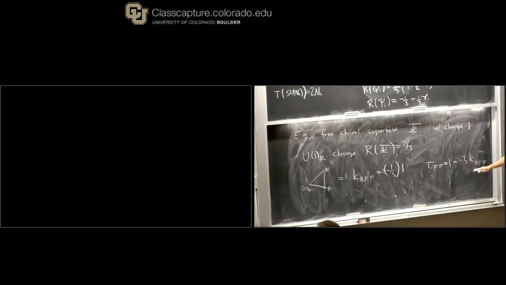So the upshot of this is that if you have a conserved flavor symmetry and an R symmetry, you could compute this 't Hooft anomaly, and then that gives you the coefficient of the current 2-point function in the conformal field theory. Any questions?